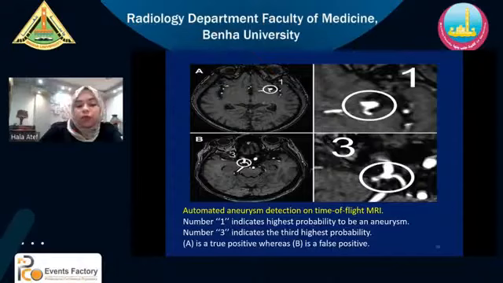As we see here, automated aneurysm detection on time of flight. Number 1 indicates the highest probability to be an aneurysm. Number 3 indicates the third highest probability. But actually, in A here, number 1 is a true positive, but number B is a false positive.